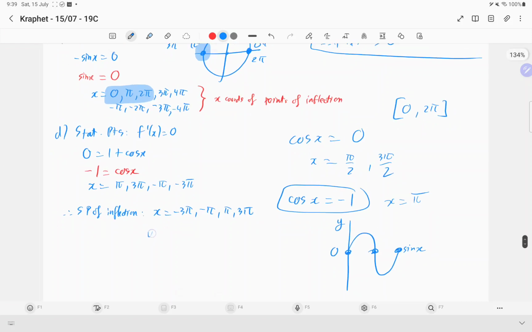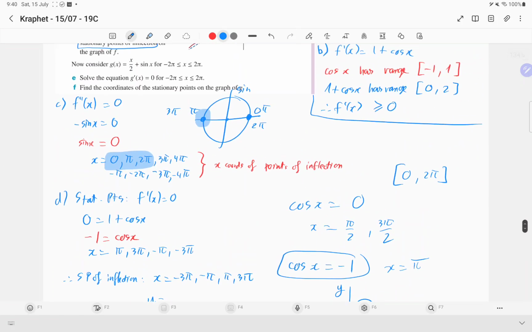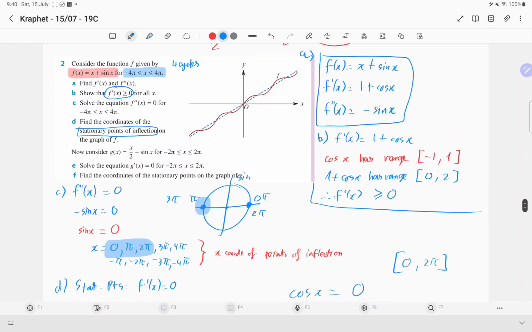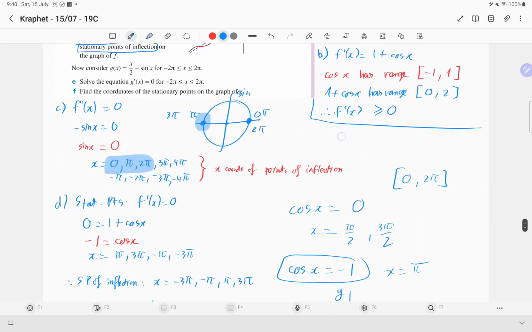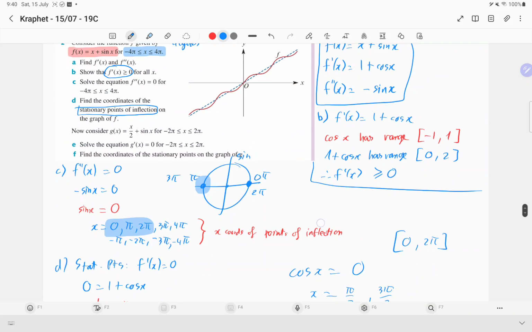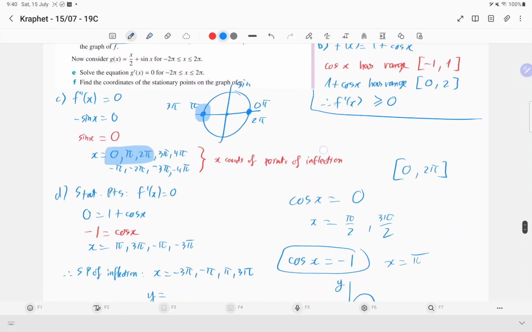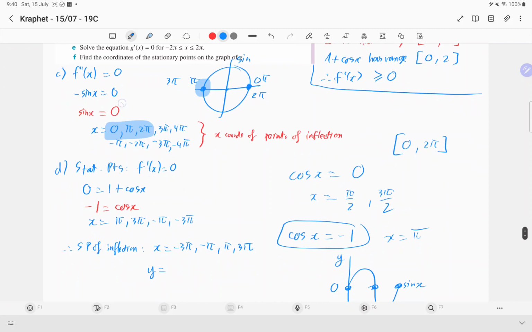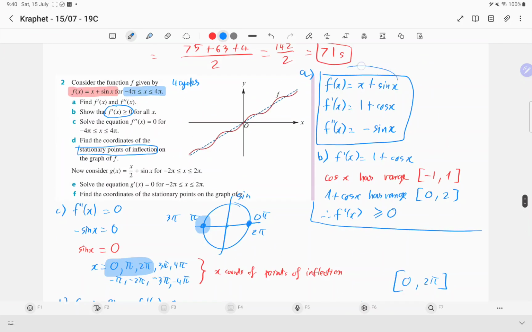Alright, so then the y values would be, when you put this back into the original equation, x plus sine x. So sine of all of these would be 0, right, because we just solved that here. And the original equation is f(x) equals x plus sine x. So when you put all these answers into sine x, you get 0. So the answer will just be the x value.